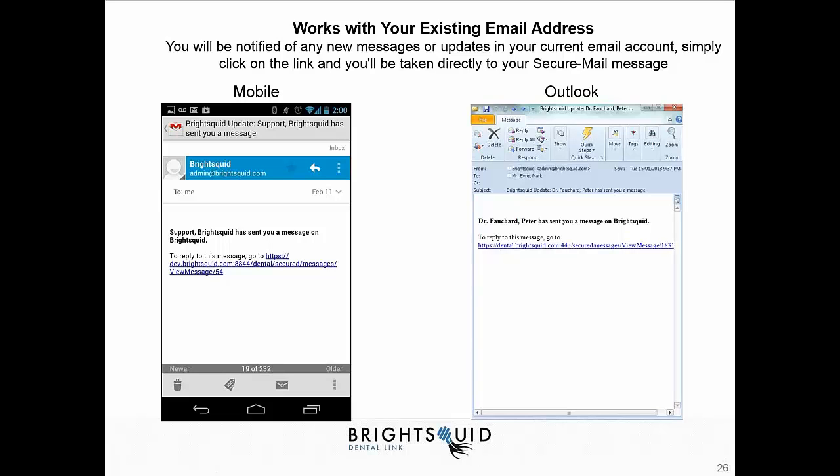So you don't have to change your email addresses. You don't have to go and register something new and tell all of the people that you collaborate with about your new email.